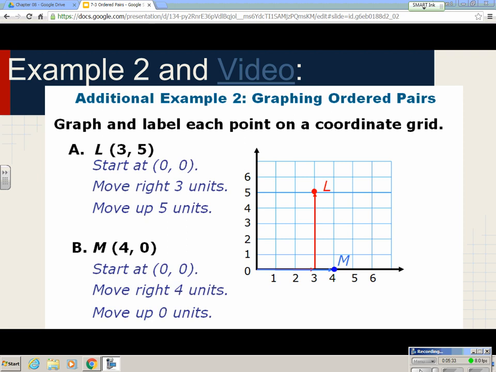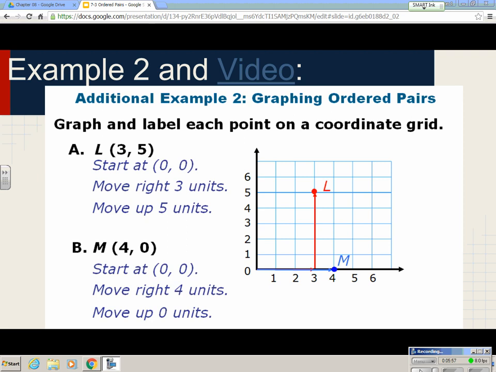All right. So every time we start at 0, 0. And then what you do for L is we're going to move to the right first because we have a 3 there. We're going to move 3, and then you're going to go up 5. So you go to the 3, you go up 5. You can see we did it in red. And there you put the dot and you put an L. Makes sense?